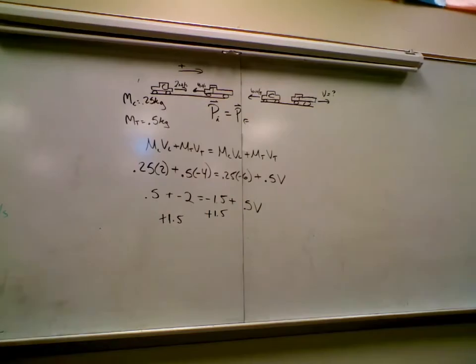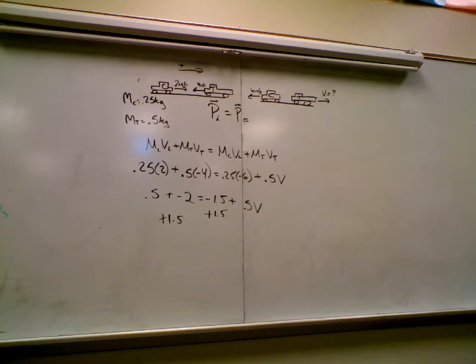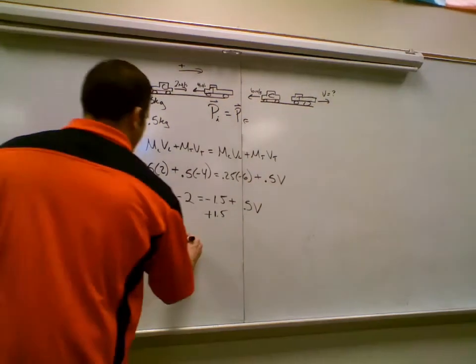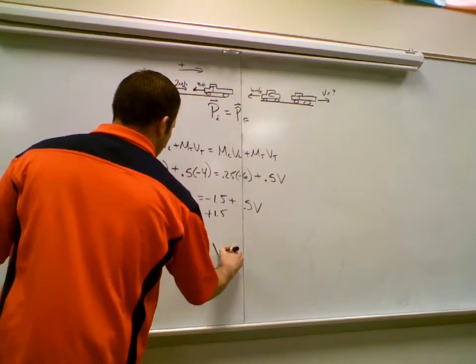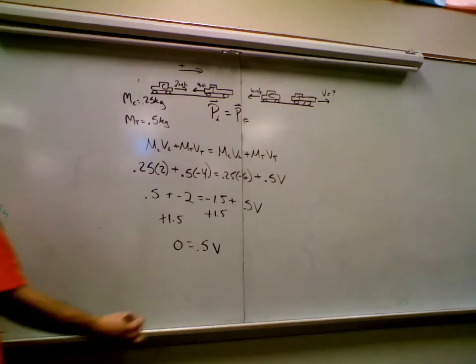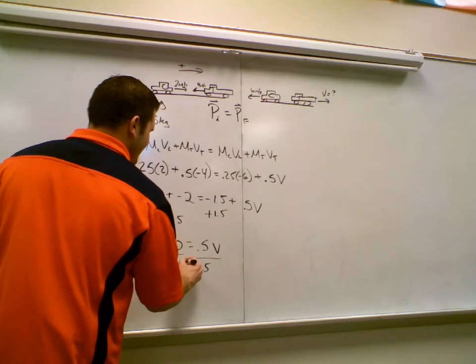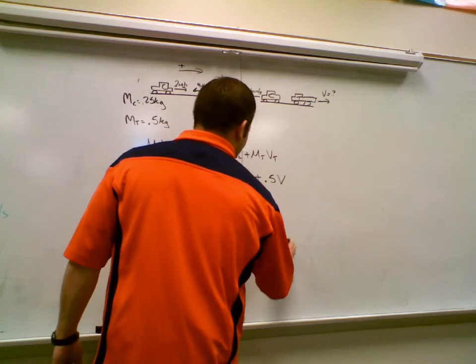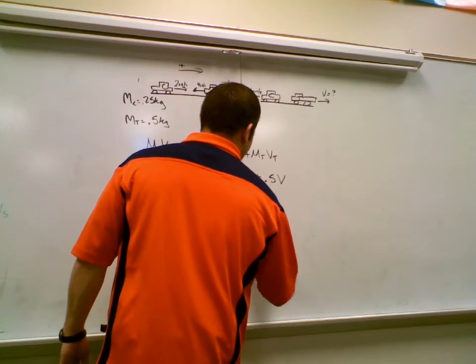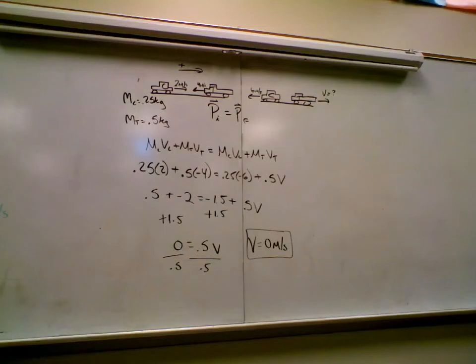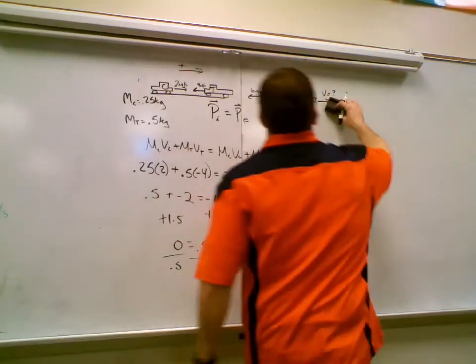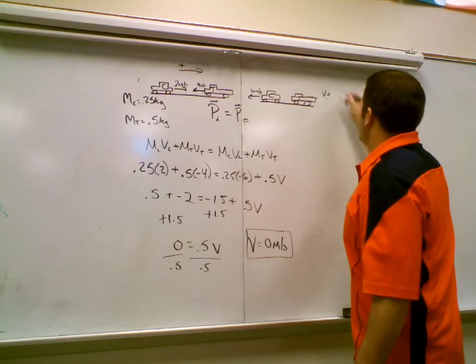So we have 2 plus negative 2 equals 0. So 0 equals 0.5v. The answer is not always 0. So the final velocity of the truck is 0 meters per second. Does that make sense? Yes. So there's no final velocity of the truck. It is stationary.